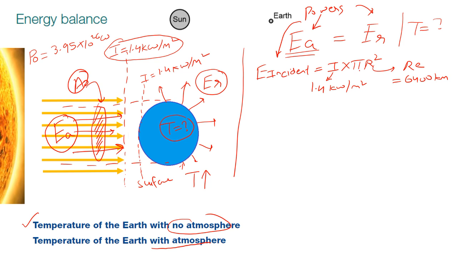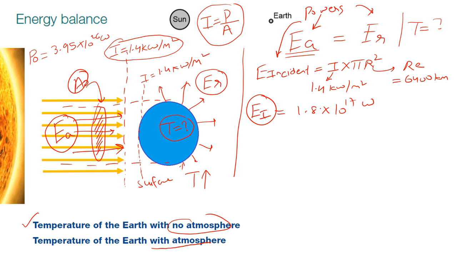Right? Because intensity, if we multiply that by area, we will get power only, because the formula for intensity is power divided by the area, correct? Now if I just put all of the values, what value I'm going to get is this: incident energy will be 1.8 multiplied by 10 to the power 17 watts. So this is the incident energy which is coming in from the sun. Let's say if I represent that as EI, this is the incident energy.